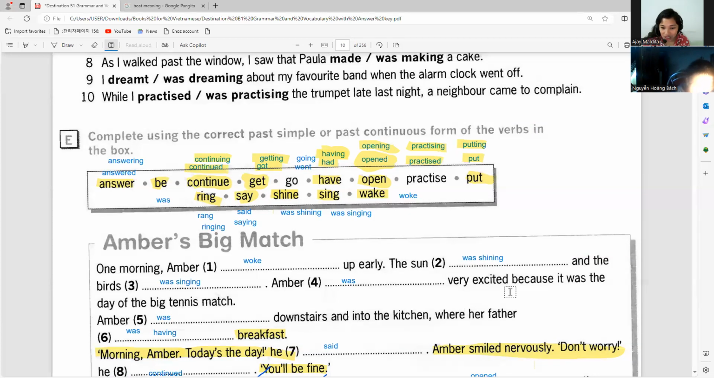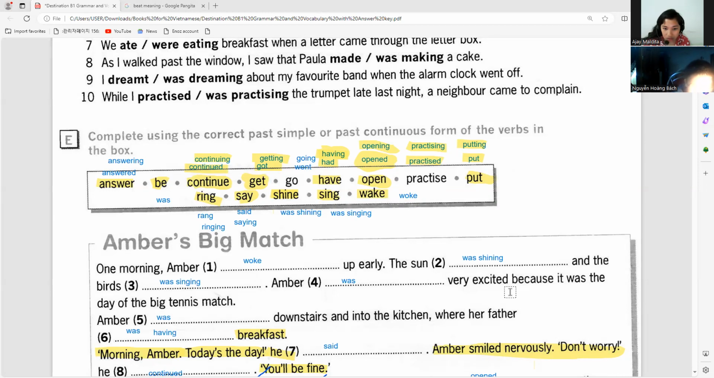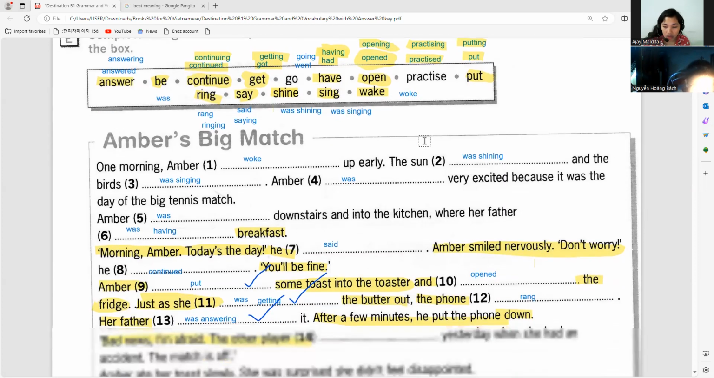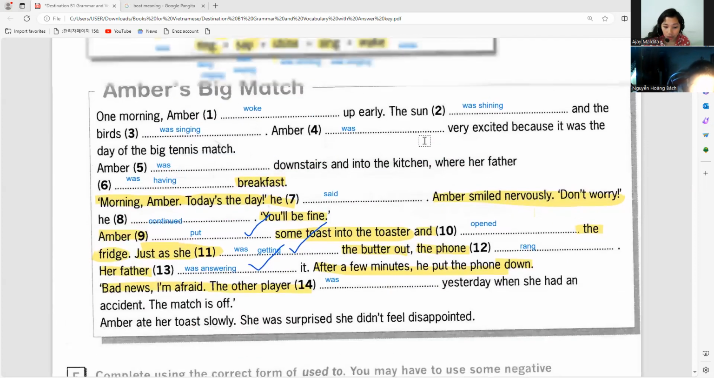Your answer is... you sent a message. Okay, one back, what's your answer? Is it go or practice? We still have two words. Was? Okay, you sent a message.